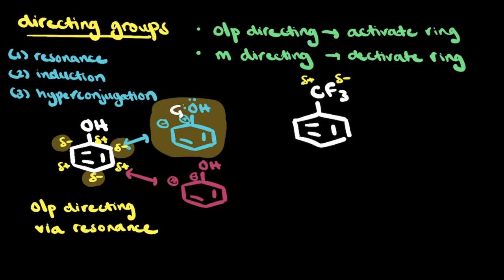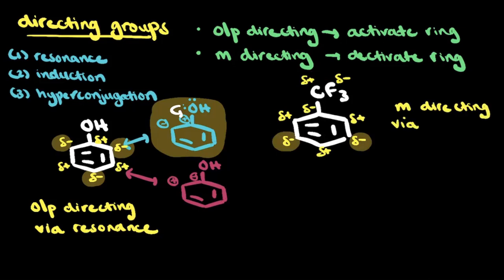And if we know that, we could just go in and continue moving around the ring. So we have a partial negative, partial positive, partial negative, partial positive, partial negative, partial positive. In this case, we see that our partial negatives here are going to be at our meta positions. That means that we could say that this is meta directing. And this is going to be via induction.